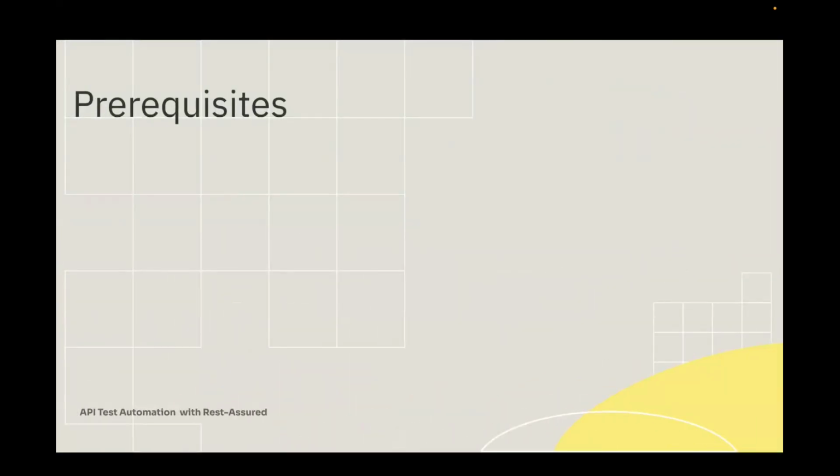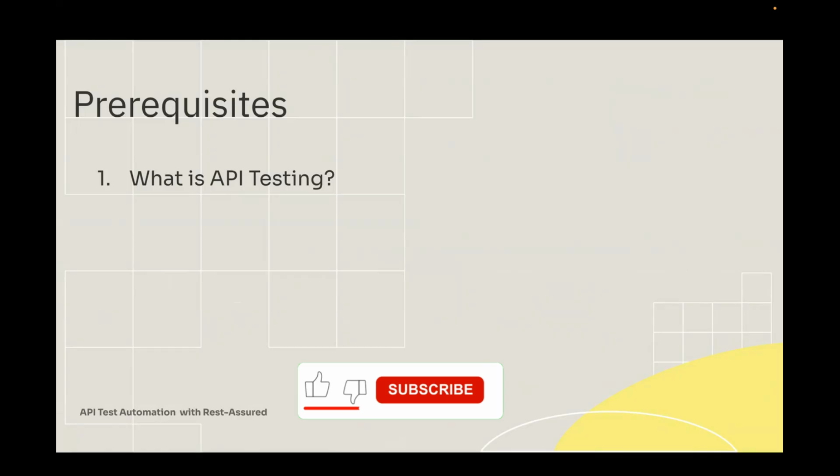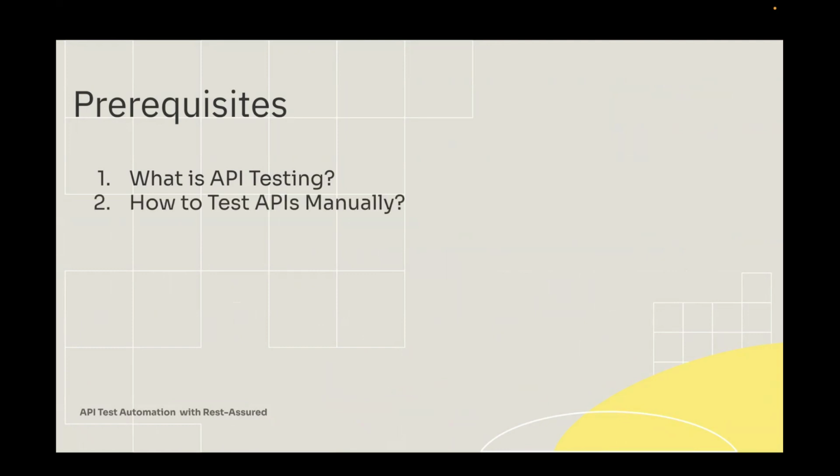Before we begin discussing this course, do check out my previous videos on what is API testing, which explains what an API is, different API testing types, and techniques to verify APIs. I would also recommend checking my video on how to test APIs manually, where I have demonstrated manual API testing using Swagger and Postman. You can check the links in the description of this video.